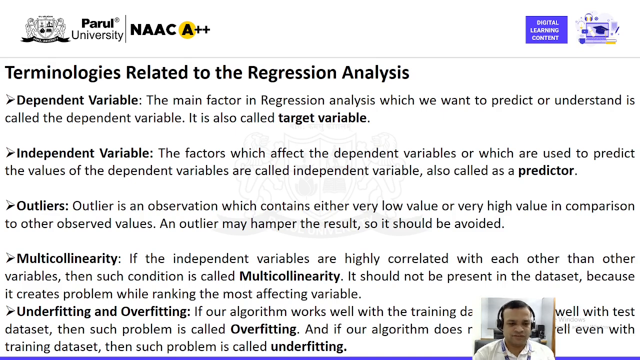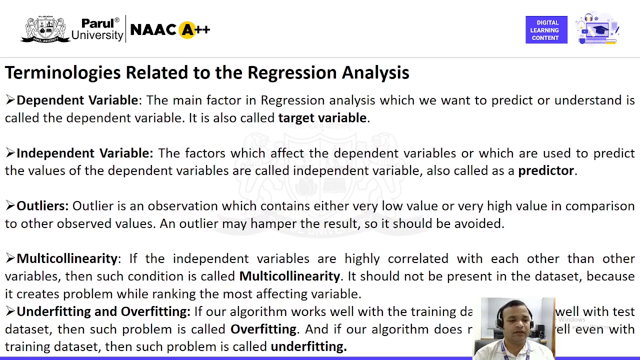Outlier: an outlier is an observation which contains either a very low value or a very high value in comparison to other observed values. An outlier may hamper the result, so it should be avoided.